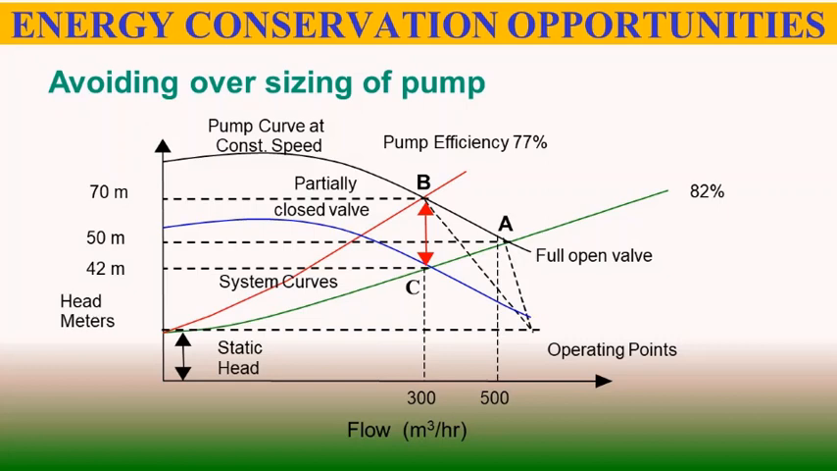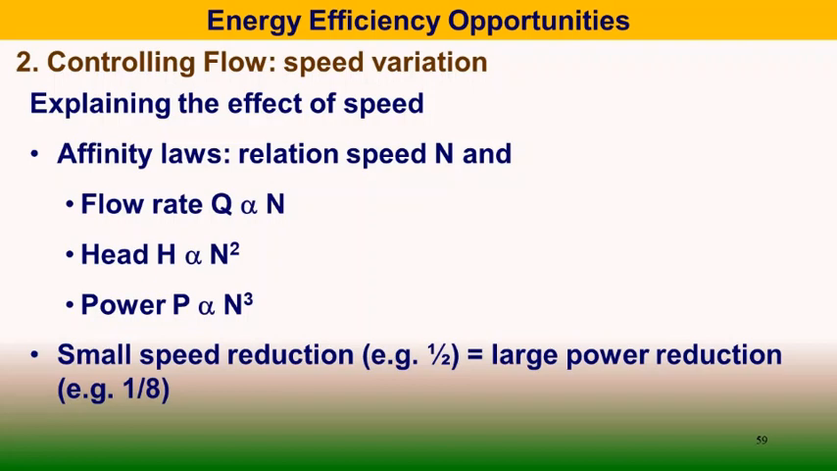Now for centrifugal pumps, rotating impeller generates the head, and impeller peripheral velocity is directly related to shaft rotational speed or RPM. Therefore, varying the rotational speed of the shaft directly affects the performance of the pump. So flow rate, head, power, these performance parameters can be changed with varying the rotating speed.